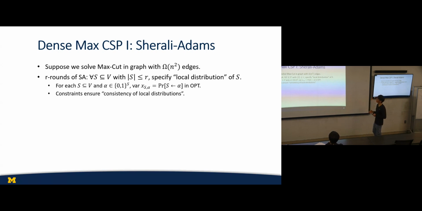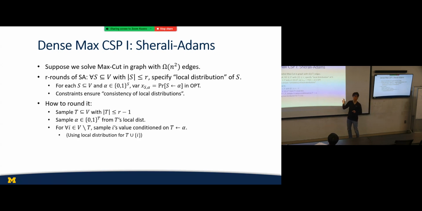And then of course, if you have that interpretation, one can add more constraints, ensuring consistency with local distributions. So that's the relaxation. And typically the way people round it, there is probably only one generic way to round it, which is this. You sample some seed vertices, a set T with at most R minus 1 vertices, and then you sample alpha from T's local distribution, which you can because we specify the local distribution up to R variables. And then for the remaining variables I, we independently sample I's value conditioned on the fact that the seed got alpha. We can still do this because we are only using the local distribution for T union I, which is still R variables. That's probably the only way people round these things.